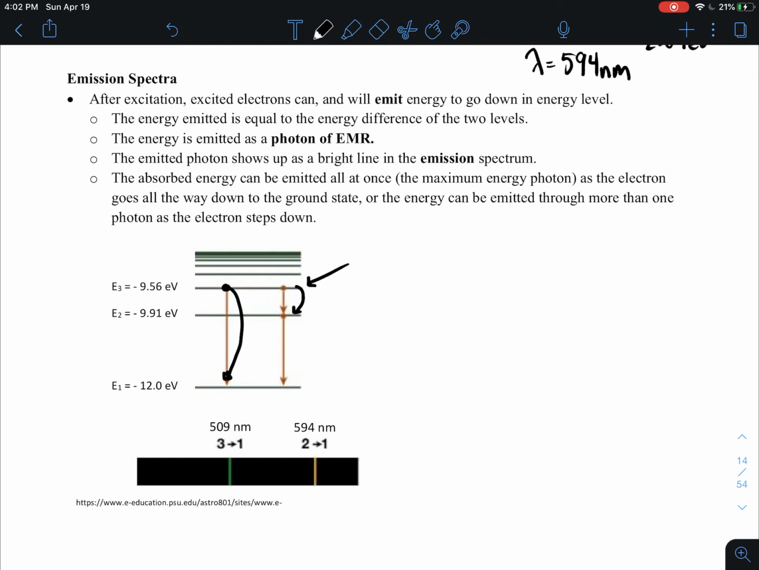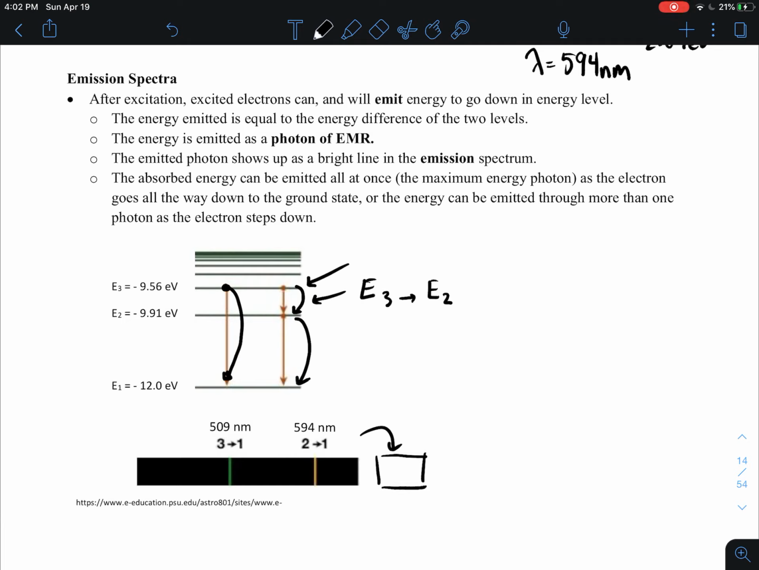Sometimes it'll make a smaller transition and jump down to 2. Then if it has some energy it wants to get rid of, it can make the other jump as well. So technically, there could be 3 potential emission lines on our spectrum. In this case, they're only showing 2: the 3 all the way down to 1 and the 2 down to 1. This energy jump, the transition from 3 to 2, has a smaller energy, so small that it would probably exist somewhere outside of the spectrum. It might be released somewhere over here.